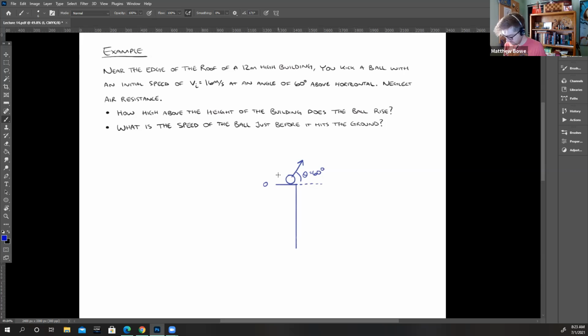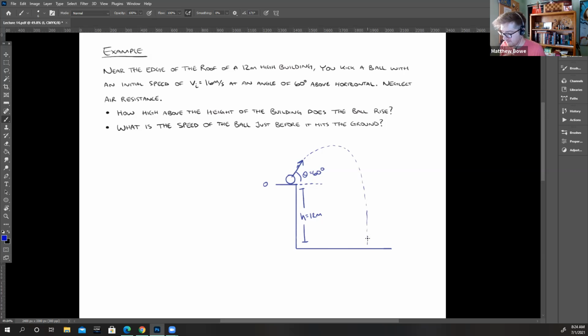We could either call this 0, or we could call the ground down here 0. That's up to whatever you want to do when you're working on the problem. The energy is going to be the same in either case. Okay, so there is 0. The building itself right here we'll label as H, 12 meters. The ball is going to just fly through the air, something like that.